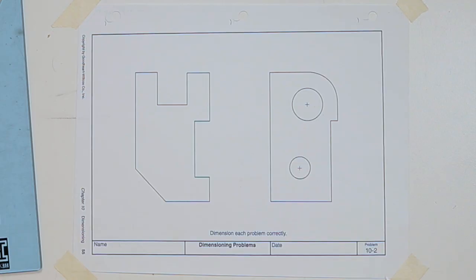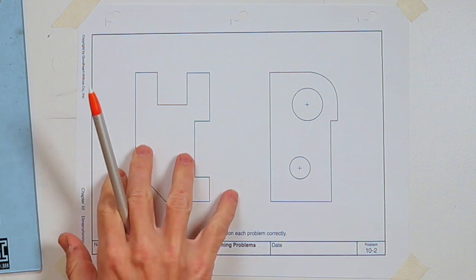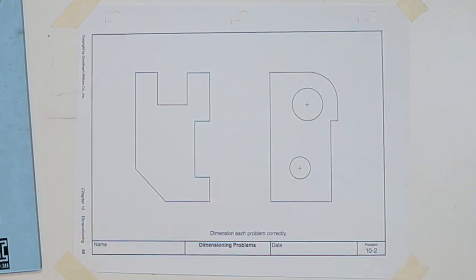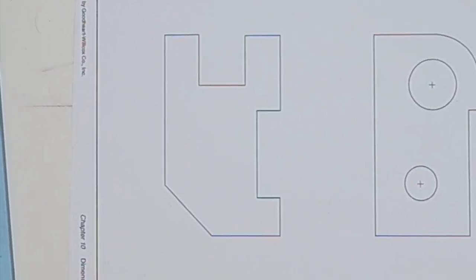Let's start dimensioning problem 10-2. Just a reminder, these are completely two separate objects. This is not a front view of this, and this is not a right side view of that. All right, this is going to be an exercise, and this is going to be an exercise. So let's take a look at this left object.